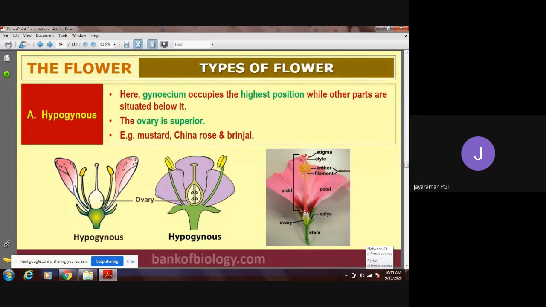You can randomly pick up some flowers after this class. You can just analyze whether it is bisexual or unisexual, pentamerous or trimerous, identify the various parts, calyx, corolla, and what type of ovary, superior, inferior, hypogynous, perigynous. So all these things you can do; you are now most likely free. You can just go around the garden, pick up one of the flowers, and study the different parts.